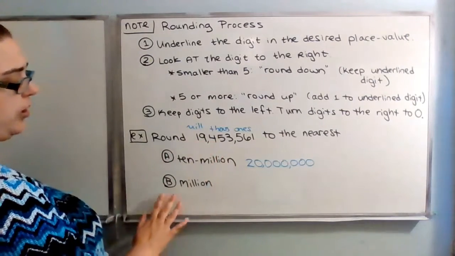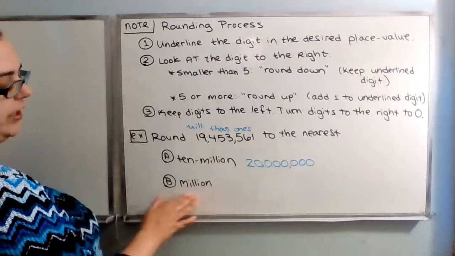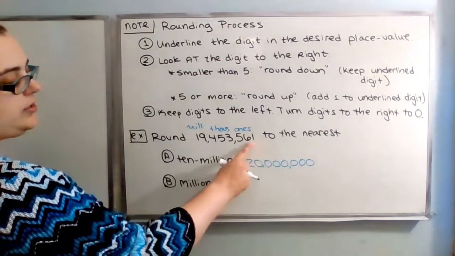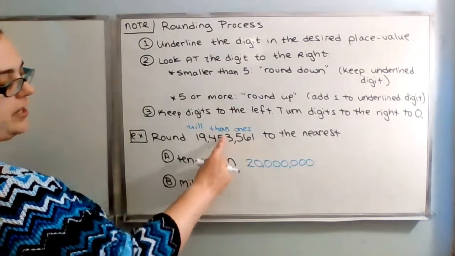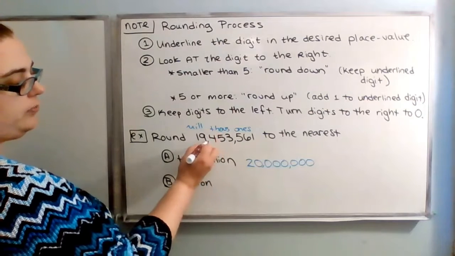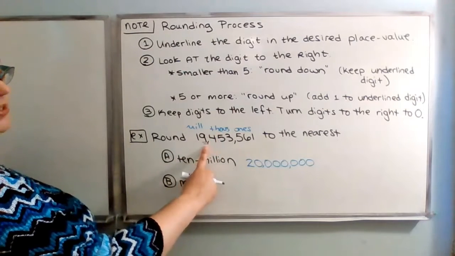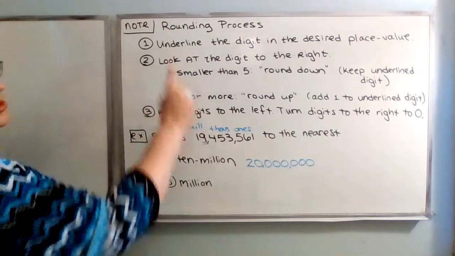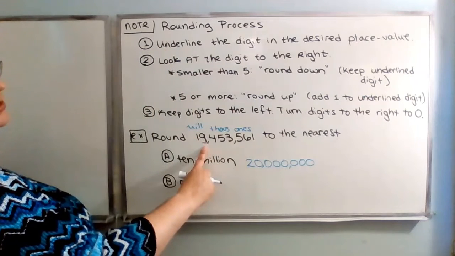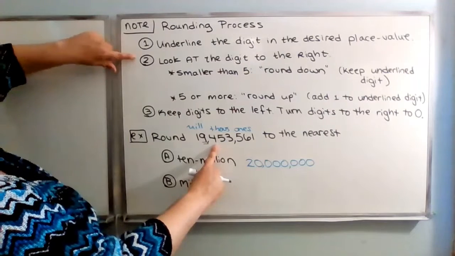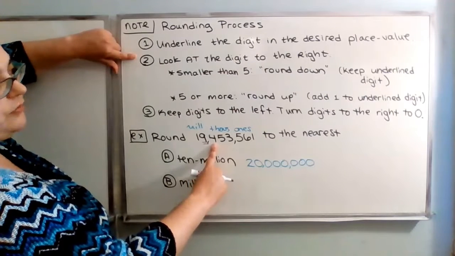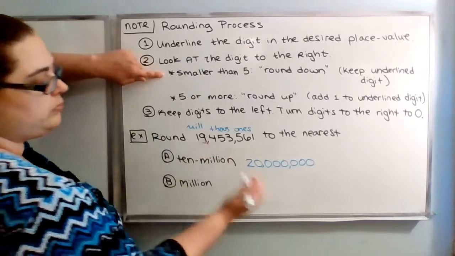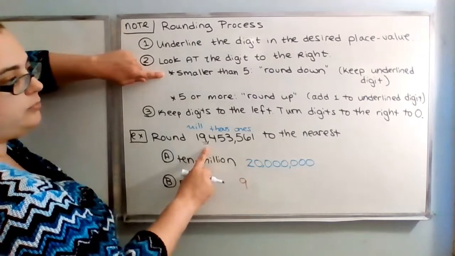So let's look at part B. I'm going to erase my underlining because now we're looking at a different place value. So now we're going to round to the nearest million. So we have ones, tens, hundreds, 1,000, 10,000, 100,000, 1 million. So in the millions place, we now have this digit 9. So I've underlined the digit in the desired place value in the millions place. And now I look to the digit to the right. Now this time the digit immediately to the right is a 4, and 4 is smaller than 5. So that means I'm going to keep this 9 the same. So I keep the underlined digit, I keep the 9.